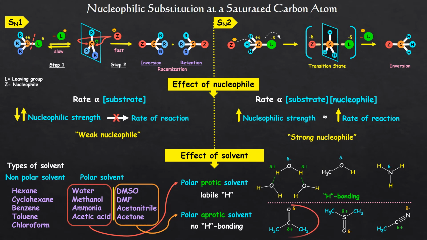It can be understood by looking at the acetone molecule. Here we can see 6 hydrogens at the terminal carbons. But as they are not directly attached to the electronegative oxygen, they do not have a significant positive charge, so they cannot undergo hydrogen bonding. Now, as we are familiar with different types of solvents, let's see the effect of solvents in SN1 and SN2 mechanisms.